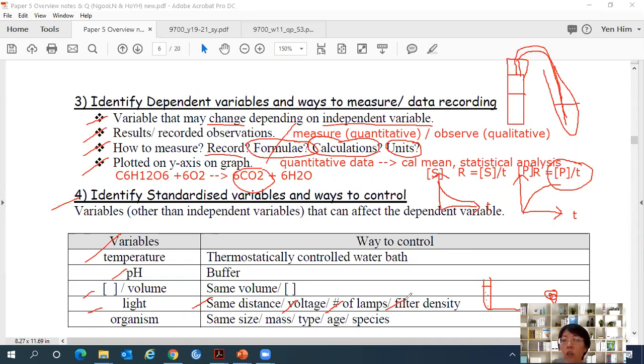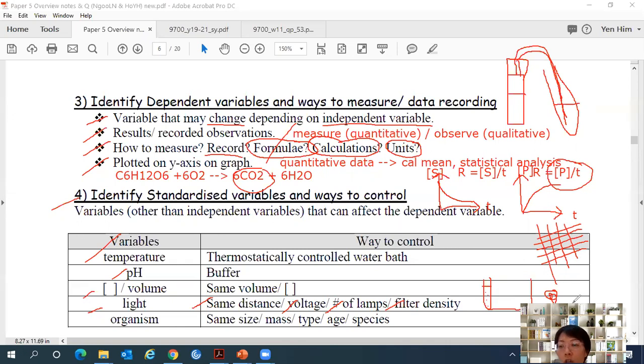Or you can use filter density. Filter density means the muslin cloth that you use. The muslin cloth has a lot of spaces in between to allow the light to pass through, right? So you can use 1 layer of muslin cloth that will block some of the light. You can put your muslin cloth here, and use the instrument to hold it. Or you can wrap it around your test tube. So use 1 layer to wrap around the test tube, then 2 layers, 3 layers, 4 layers, 5 layers. That will give you different light intensity.